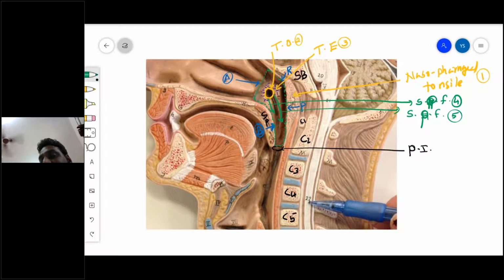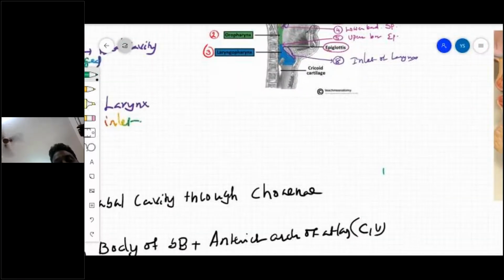So previously I told you glosso, not glosso. So first one is called salpingopharyngeal fold, and another one is called salpingopalatine fold. Previously I told you glosso, not glosso, palatine. So that thing we can see here. So this is about the features of nasopharynx.